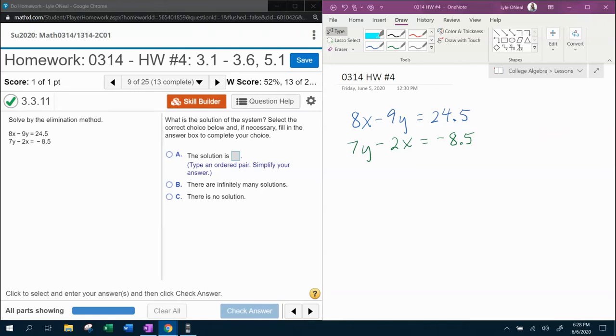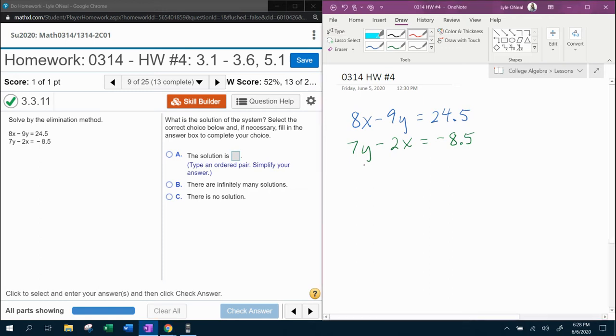All right, here we go. Question number 9 from our 0314 homework number 4 in MyLab Math. They want us to solve by the elimination method, aka addition method. And if I look closely, I'm going to notice that the x's and y's don't line up.